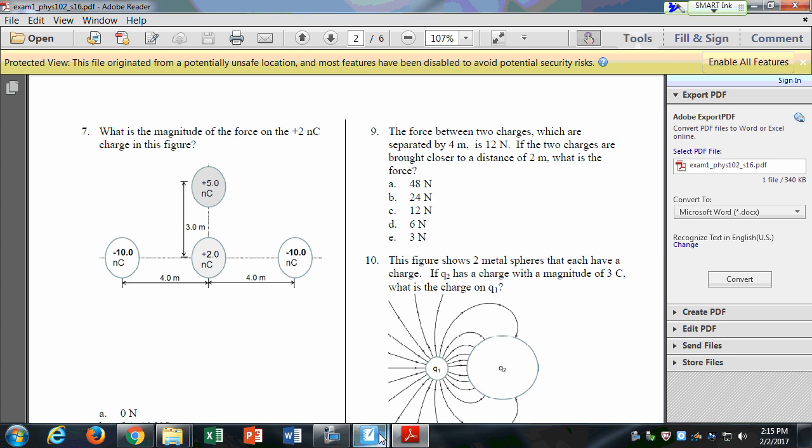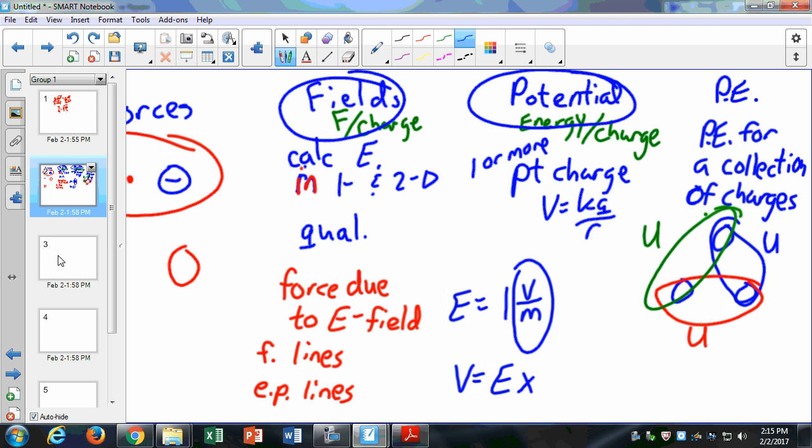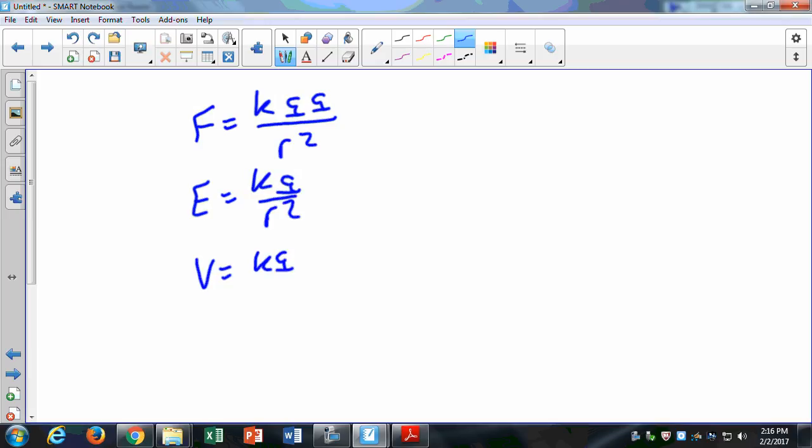Those equations are F equals KQQ over R squared, E is equal to KQ over R squared, V is equal to KQ over R, and then U is KQQ over R. The first two are vector quantities. These are both scalar quantities.